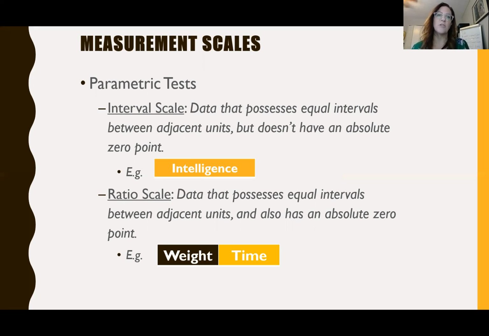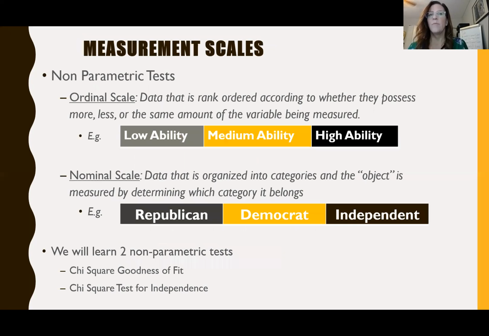Both interval and ratio measurement scales are what we measure with parametric tests, because we can actually create normal distributions with these. But with the non-parametric test, we're talking about using ordinal data or nominal data. The ordinal measurement scale is that ranking, like low, medium, and high. They're just categories. And then nominal data, like you're either Republican, Democrat, or independent. All we're looking at is the frequencies that occur in these categories.